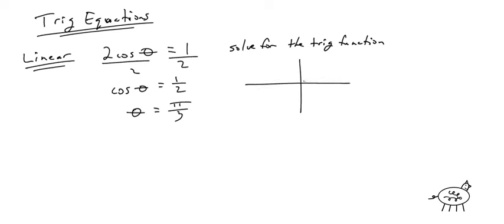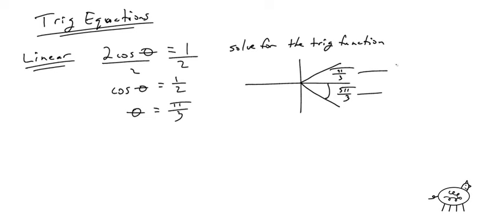But it's kind of interesting. Don't you guys agree that cosine is positive here and it's also positive here? So if this one is my pi over 3, what is this angle right here? Isn't it just 2 pi minus pi over 3, which is 5 pi over 3? Because there are always two answers for positive 1/2.